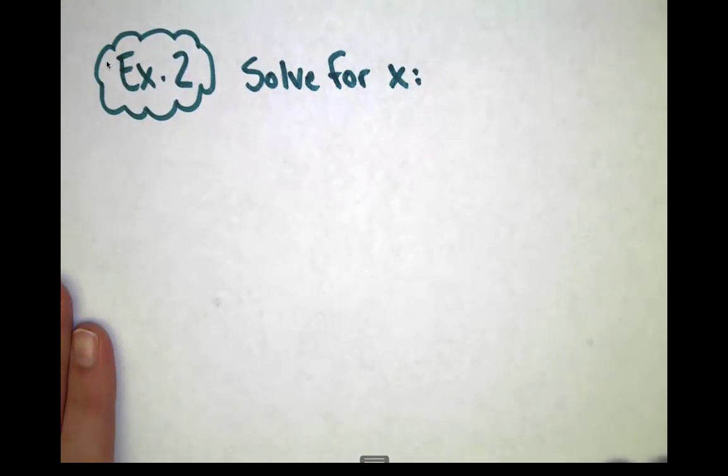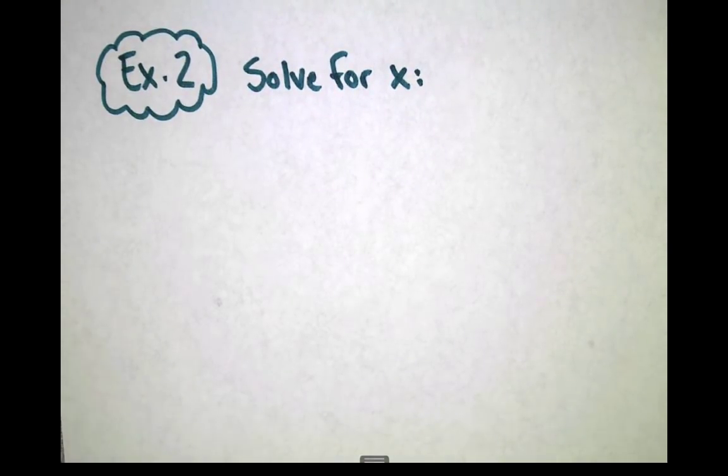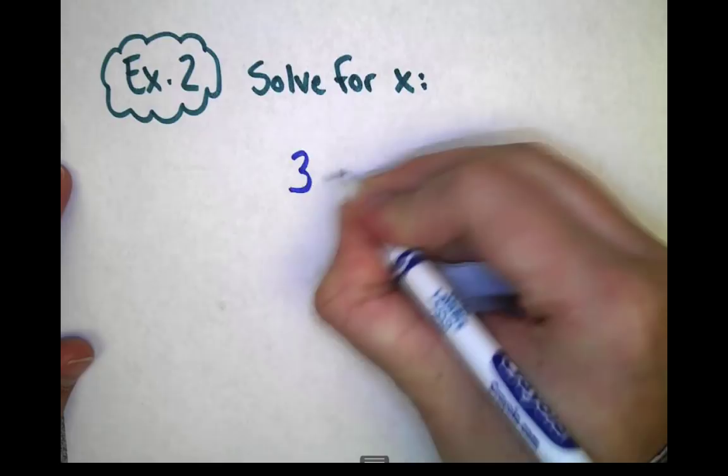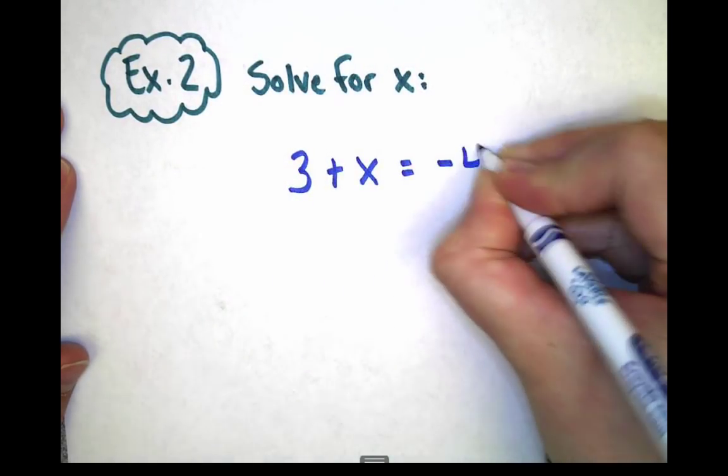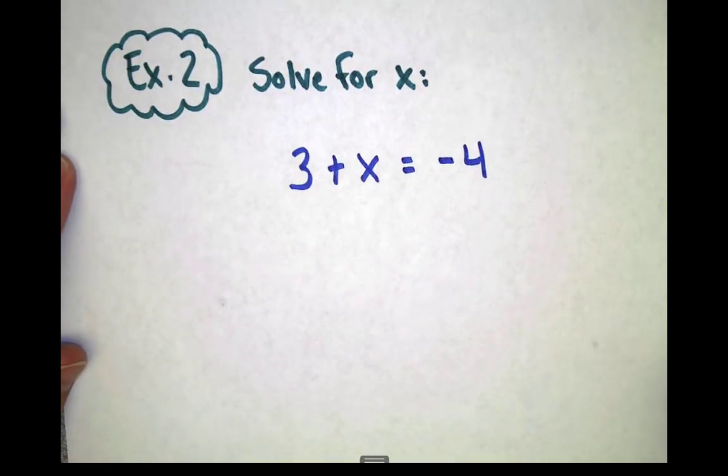Okay, so let's do another one here, you guys. Example 2. We're going to do another solve for x problem. This time when we go to solve for x, we're going to deal with a problem that looks like this. 3 plus x equals negative 4.